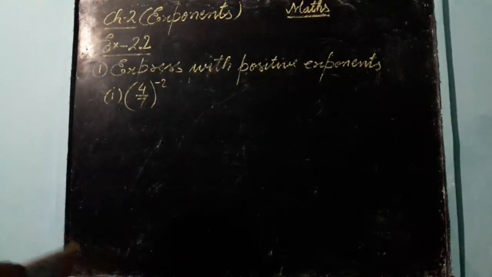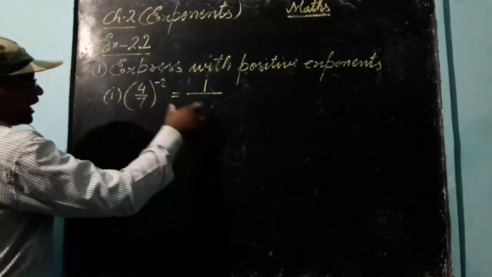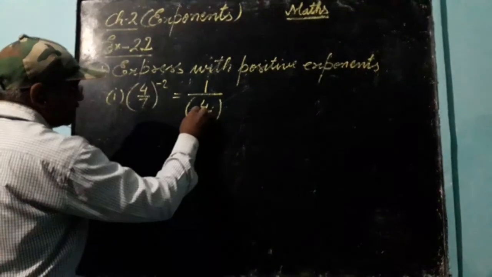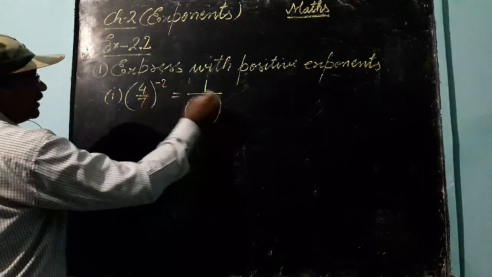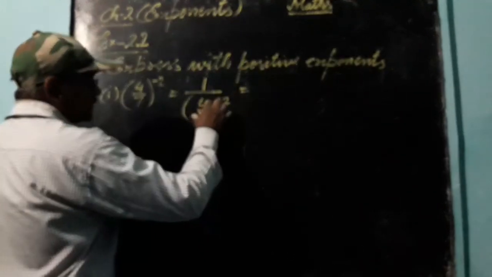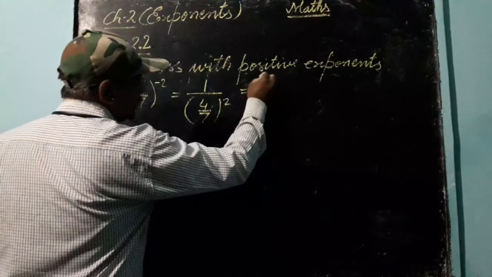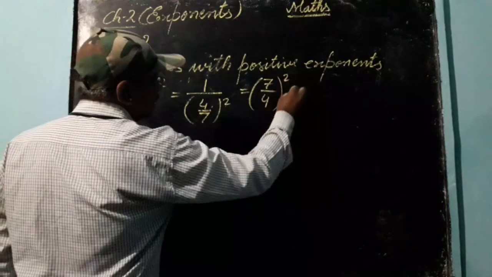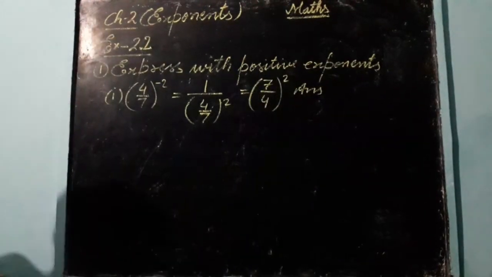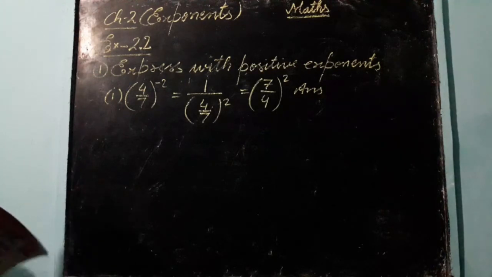According to the law I have explained, first of all you write 1 upon, and these all go on the downside, there 4 upon 7. Then the power minus 2 will be plus 2 here. Clear? And again you will do the reciprocal of this. Then it will be 7 upon 4 to whole power 2. That will be a positive exponent. Clear students? In this way you can do the third, fourth and fifth parts also. Second, third, fourth also you can do.